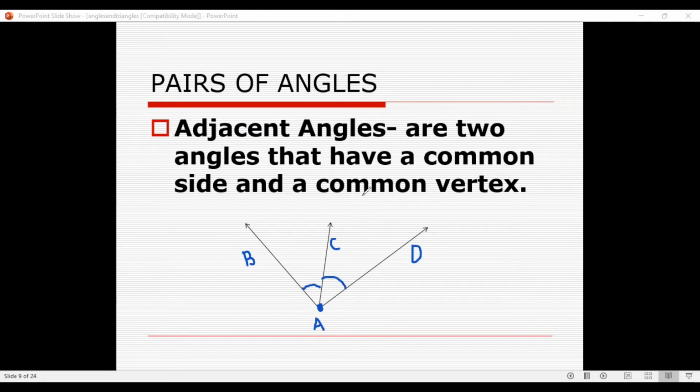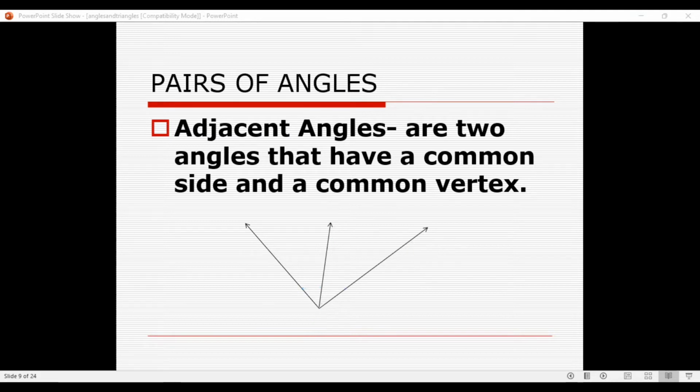Now, they should have a common side. And what is that side which is common to both the angle BAC and the angle CAD? That is, of course, your ray AC. This is the ray, or the side, which is common to both of these angles. So again, the two conditions are satisfied. Therefore, we can say that angle BAC and angle CAD are adjacent angles.